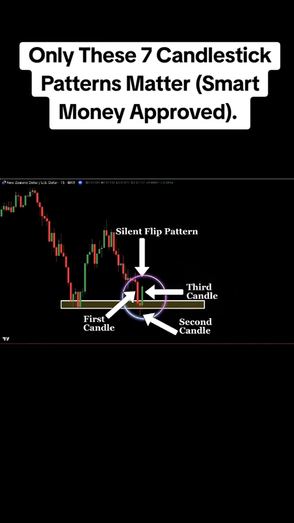And then comes the third candle, a strong bullish candle that confirms the momentum flip. This is the silent flip, a smart money move designed to fake out retail traders, sweep liquidity, and reverse the market with precision. Once you spot this formation, the entry is simple.